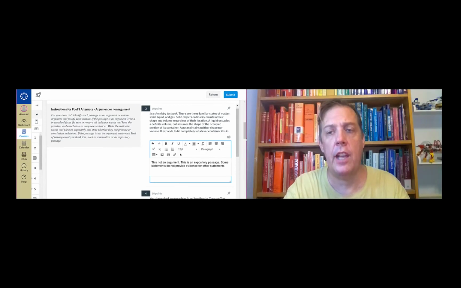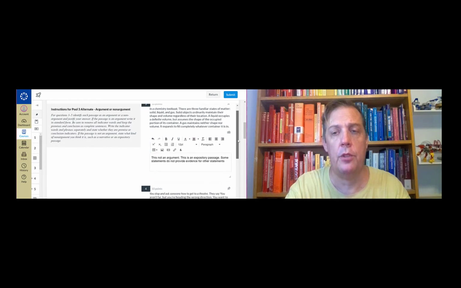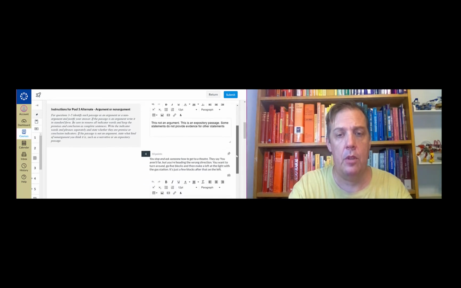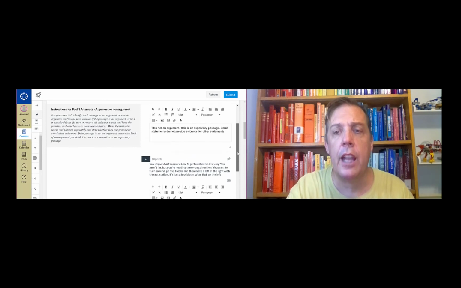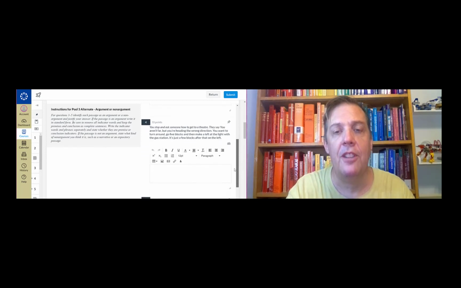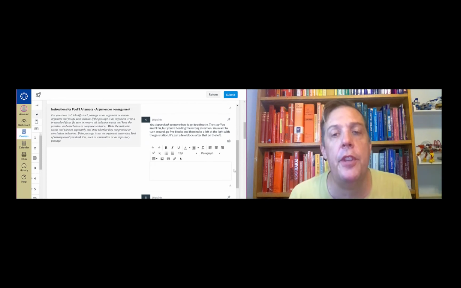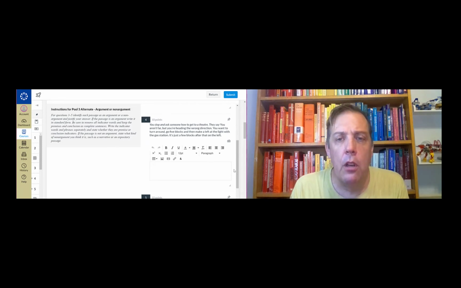Okay, so for the next question, we scroll down, and we use this scroll bar here because these 3 questions are all attached to this set of instructions, right? Oh, and it came out in a different order than I expected. Huh, that's funny. Okay, in any case, you stop and ask directions for how to get to a theater. You aren't far, but you're going the wrong direction. You want to turn around, go 5 blocks, and then make a left at the light with the gas station. It's just a few blocks after that on the left.